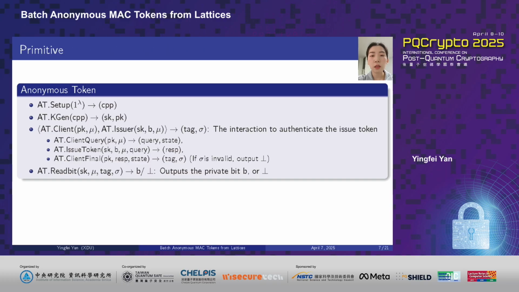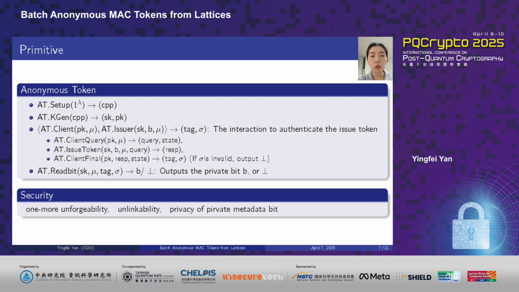Alright, let's dive into the basics of anonymous tokens. We got 5 core algorithms here. We have setup, which is responsible for generating those important public parameters. KeyGen produces the secret and the public key pair, SK and PK. The token interaction has 3 steps. The client creates a query with public metadata mu. Later, the issuer signs it with the secret key and embeds the private metadata bit inside. The client finalizes the token, giving us a tag and a token. If the interaction fails, we get perp.